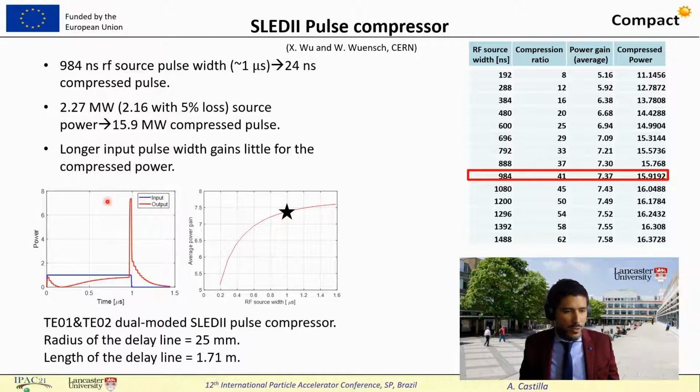Simulation produced by my colleague Xiaowei Wu from CERN, where in blue you will see the normalized 1 microsecond pulse coming from the RF source, and in red you see the output of this SLED-II pulse compressor, having higher than 7 amplification or gain factor in the 24 nanoseconds that we require.